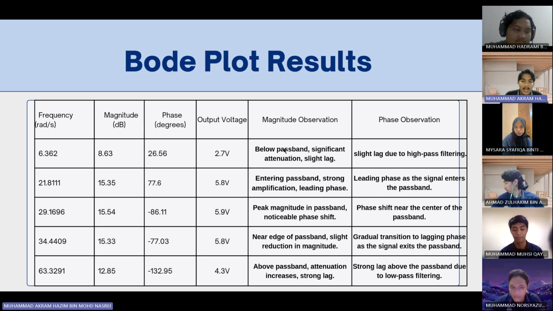This frequency lies in the stop band where high frequency signals are heavily attenuated and the low pass filtering effect become dominant. The system is no longer effective at amplifying signal and exhibit considerable delay.